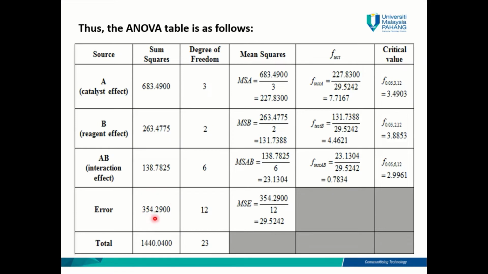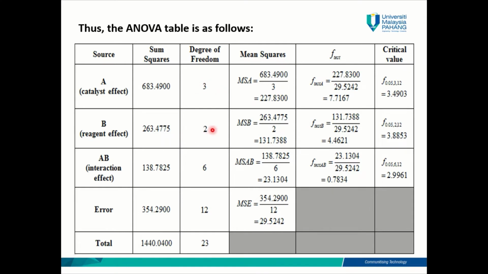So that is the SSE. Okay, what about degree freedom for factor A? Degree freedom for factor A is equivalent to A minus 1. So can you recall how many levels does factor A have for this example? Our factor A here is the catalyst. So there are 4 catalysts, right? So 4 minus 1 equals to 3.